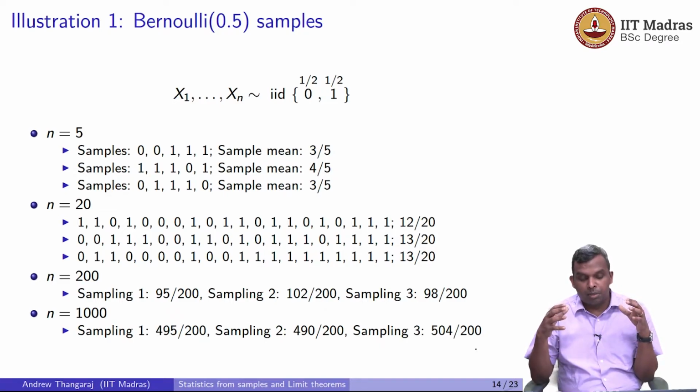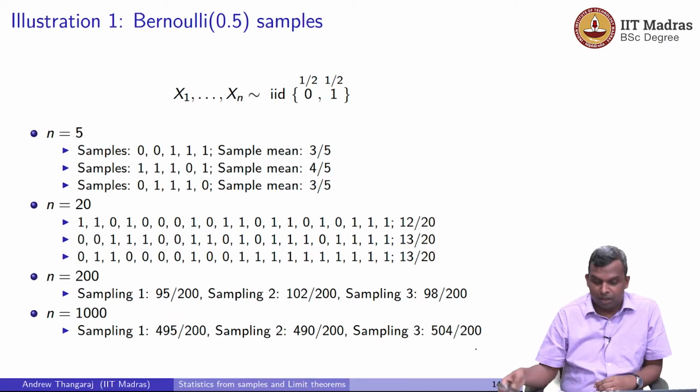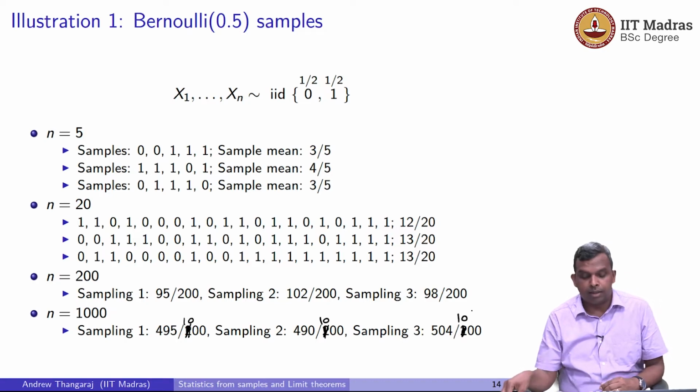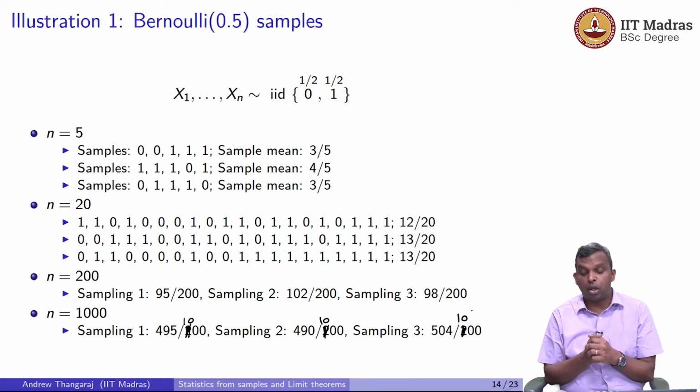Now it's becoming, okay, so there's a mistake here in the slides. It should be 495 by 1000. It's not 200. Sorry about that. I corrected the slides I give you. So it's 495 by 1000, 490 by 1000, 504 by 1000.